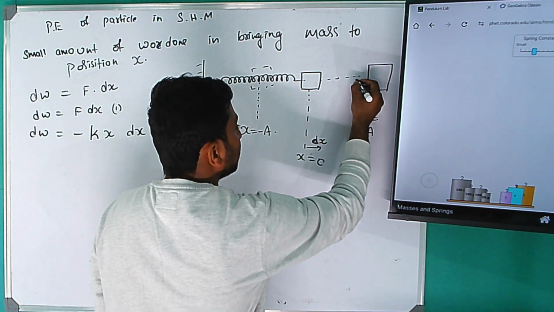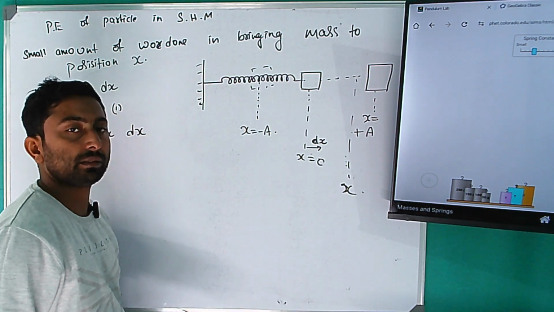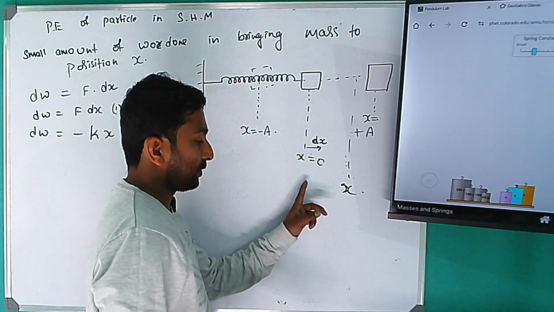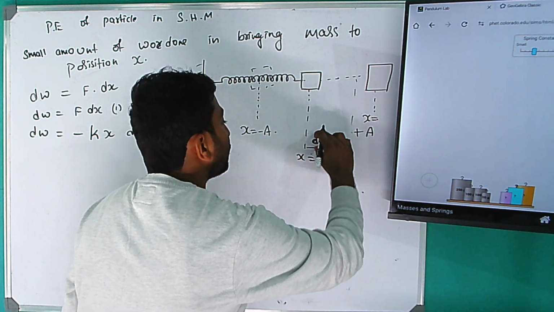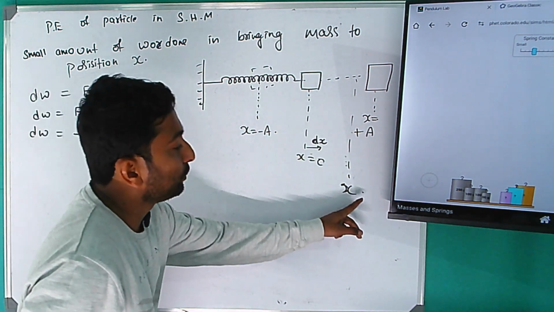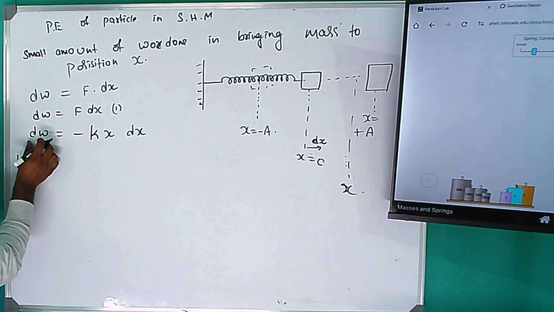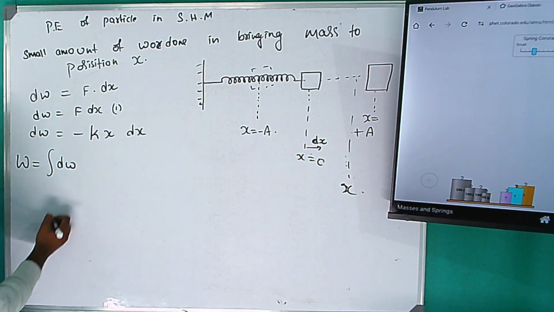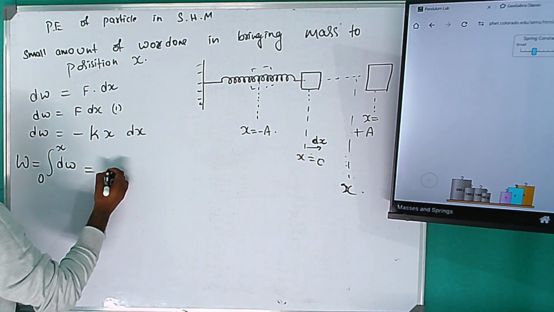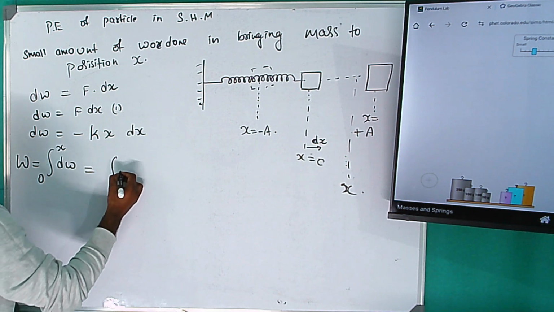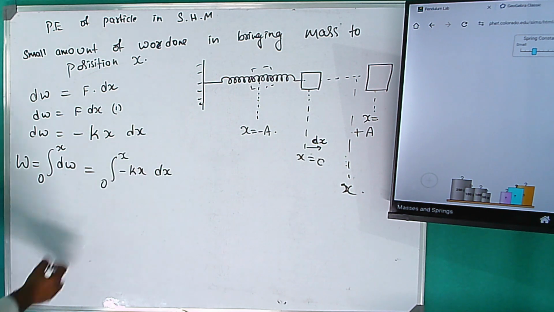Similarly, when I take the particle from here to some random position, the total amount of work done in bringing this particle from 0 to x is given by integration of all the works from 0 to the given position. That is, to get the total work, we have to integrate such works. From where to where? 0 to given position x. That is equals to integration of minus kx with respect to x. From 0 to x.